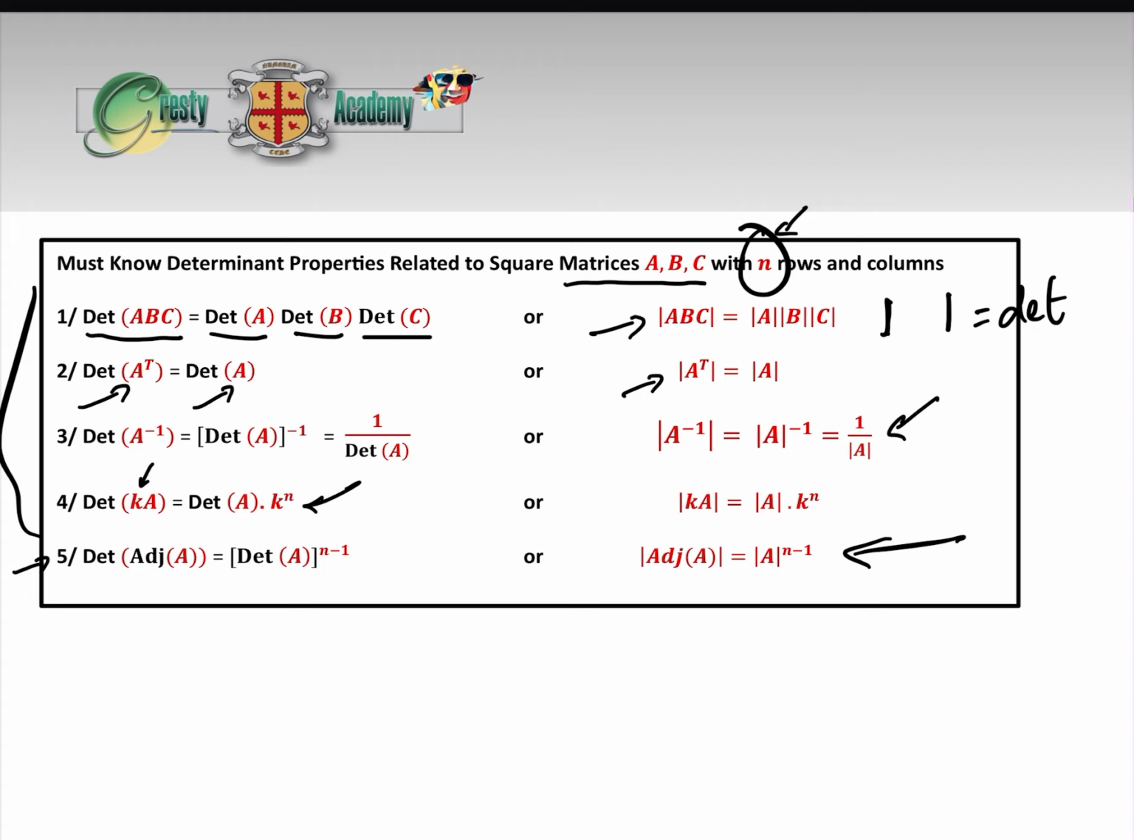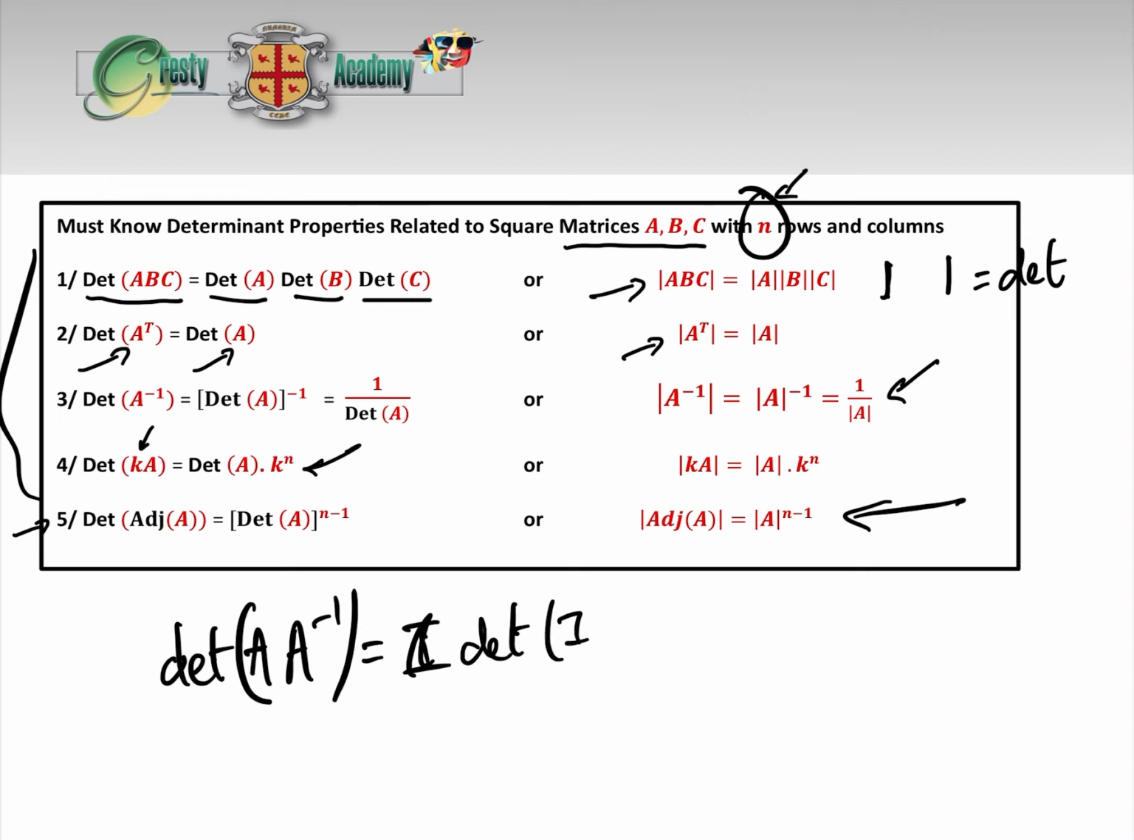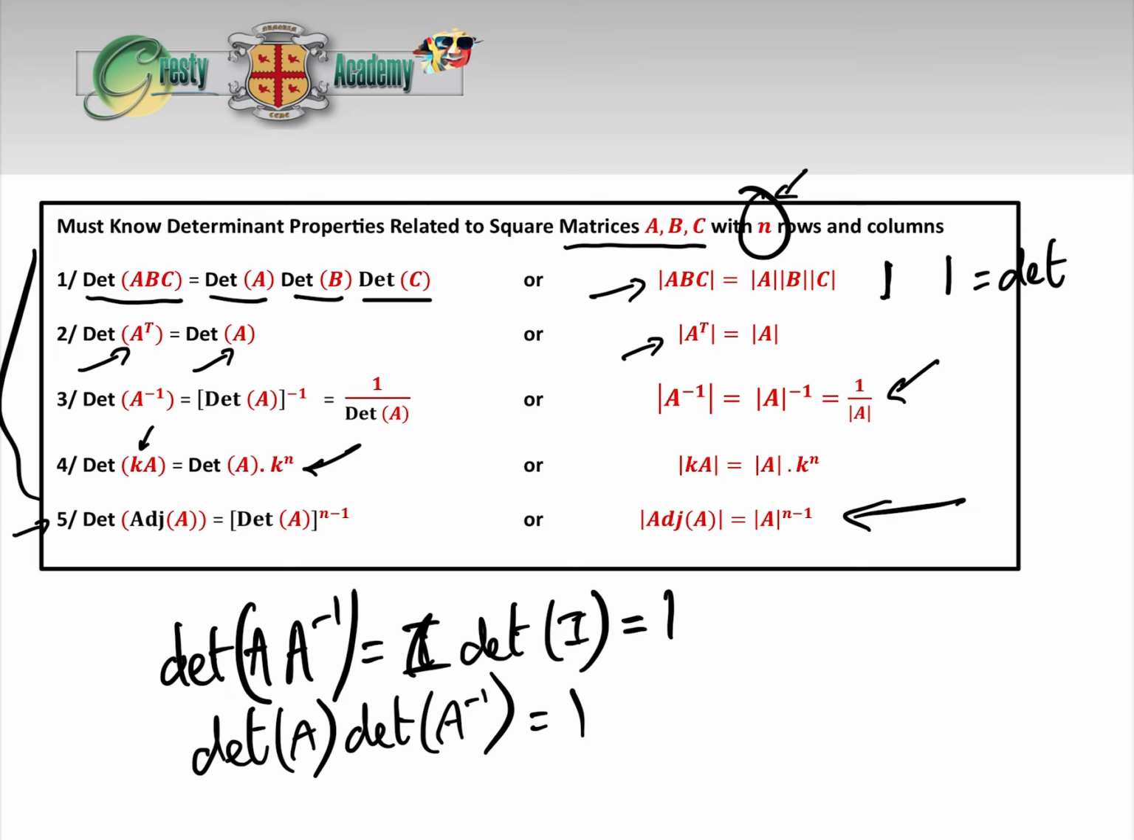Now, just as a matter of interest, if we look at number 3, it's always easier to understand these things if you know where they come from. If we look at A times A inverse equals I, the identity matrix, that's the definition of an inverse, then of course the determinant of A times A inverse equals the determinant of the identity matrix. Well, the determinant of the identity matrix is 1, and from rule number 1 we can write the determinant of A times the determinant of A inverse equals 1. If the determinant of A is k, then the determinant of A inverse is clearly 1 over k, and that's where the third rule comes from.